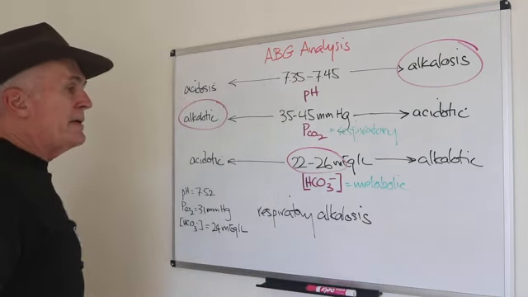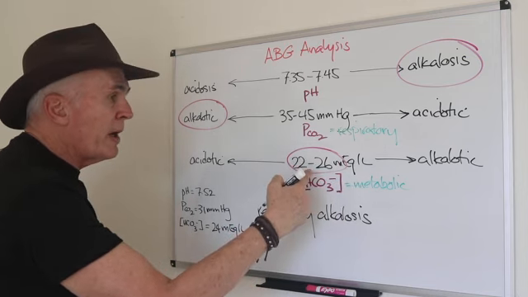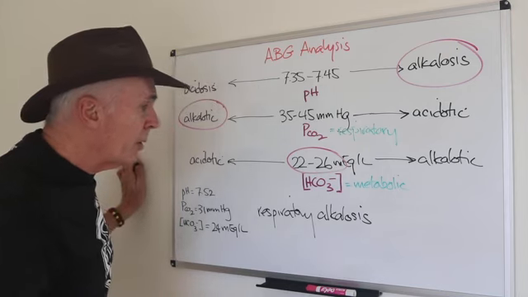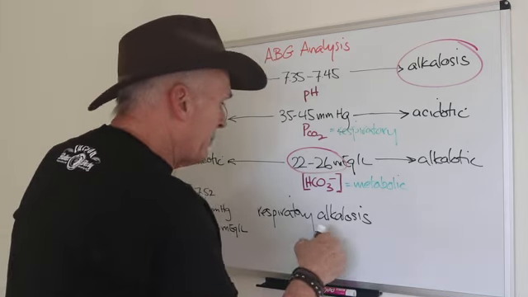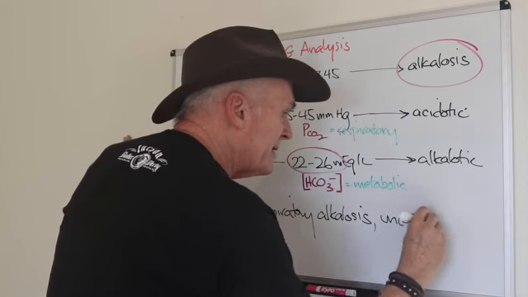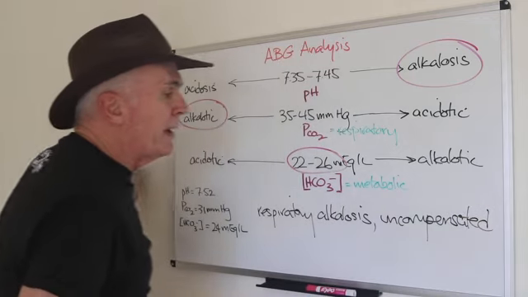Okay, and is the urinary system currently compensating for it? No, it's not. It might be trying to, it might just not be there yet. Remember, the urinary system is slower. It's more powerful, but it's slower. So we say respiratory alkalosis uncompensated, all right? Do you see how easy this is? This is seriously easy. There's nothing to it, okay?